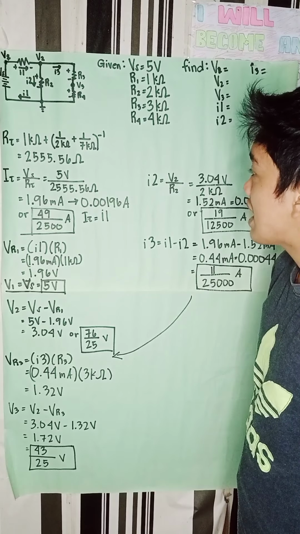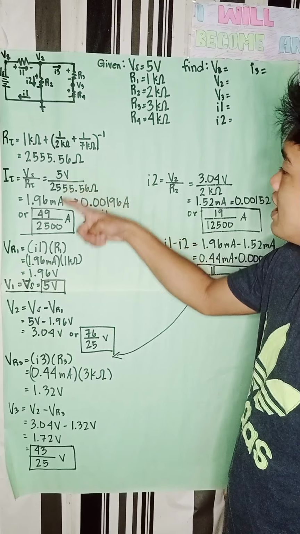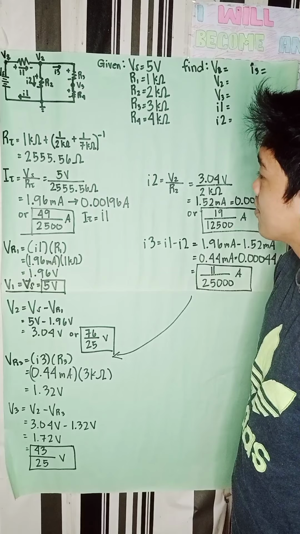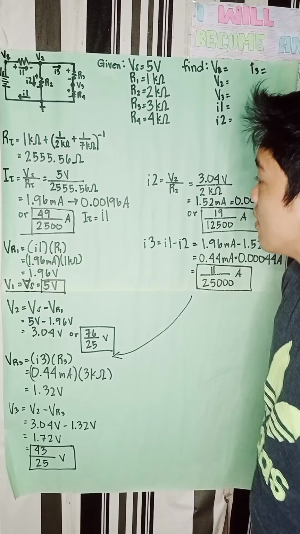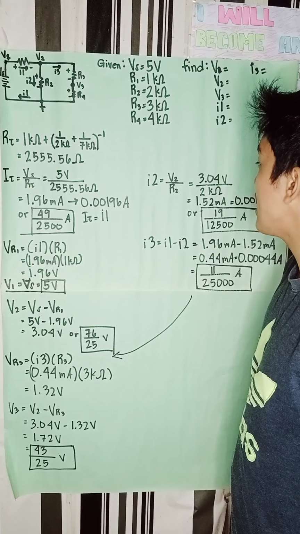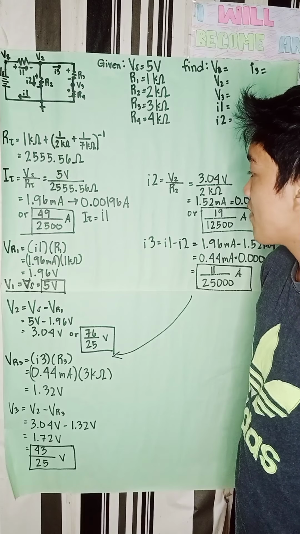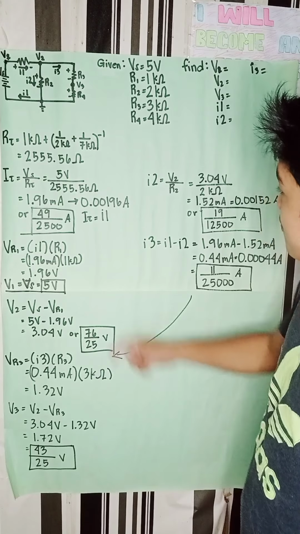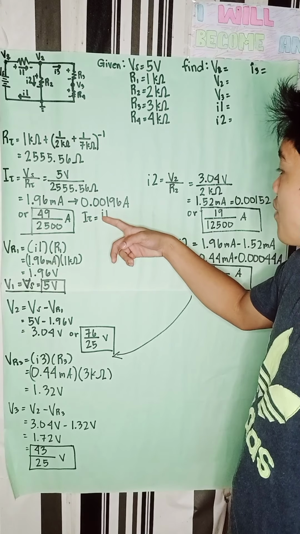Next is the total current. Total current is equal to Vs over RT. Vs is equal to 5 volts, then total resistance is equal to 2555.56 ohms. So it is equal to 1.96 milliampere or 0.00196 ampere, or in fraction 49 over 2500 ampere. So total current is also equal to I1.